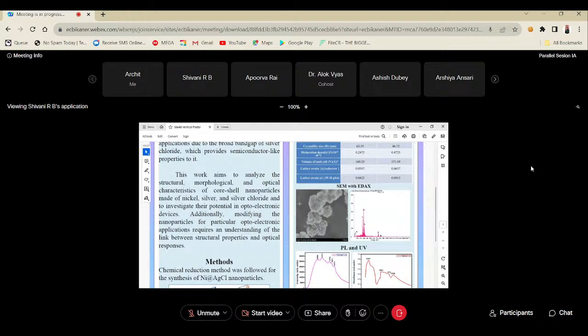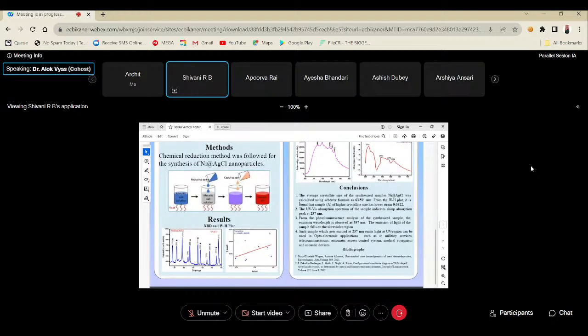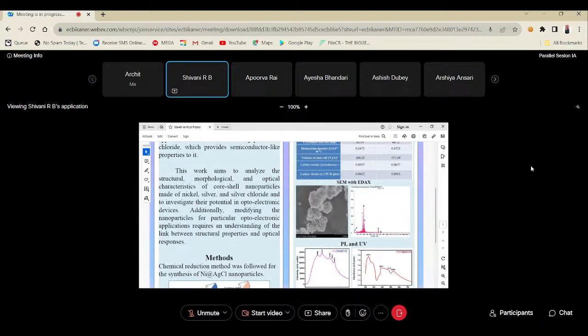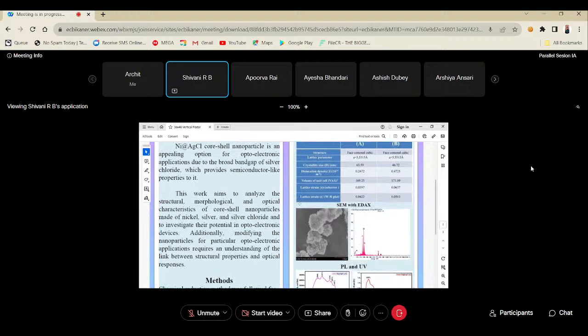The UV absorption spectra of samples A and B revealed strong peaks at 237 nanometers and 239 nanometers respectively, which confirmed their semiconducting characteristics. For samples A and B, PL examination revealed emission wavelengths at 397 and 398 nanometers, falling in the UV zone. So this makes my material, that is Ni at AgCl, an attractive candidate for optoelectronic applications. So you can see the images that I've attached here in my poster. That is all, sir.